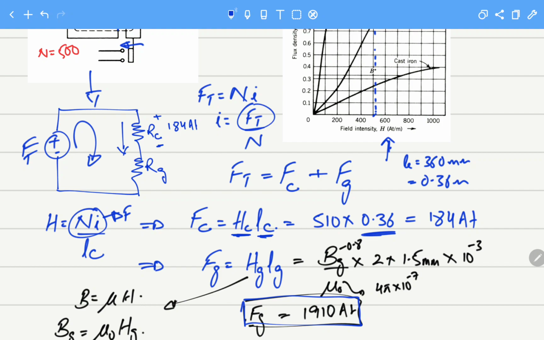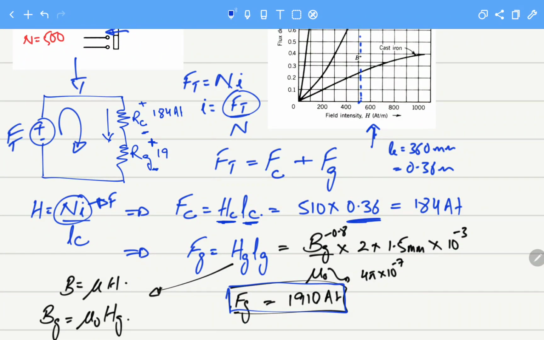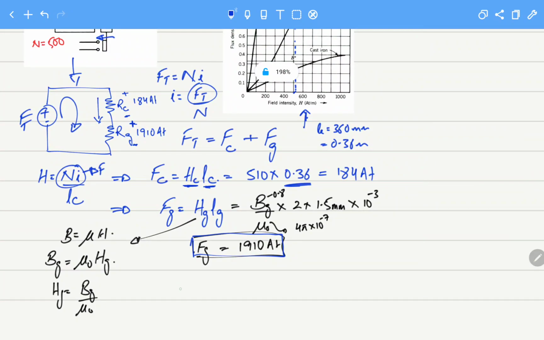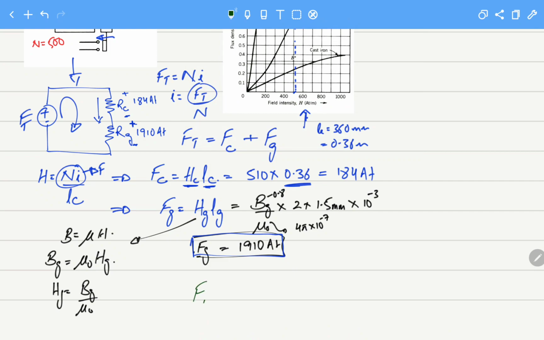But to move the same amount of flux density, the same amount of flux through the same cross-sectional area, the amount of force required over the air gap, because it has a very high reluctance, is 1910 ampere turns. So the total force that we need to apply in our system is Ft, which equals Fc plus Fg, this value and this value, and this amount equals 2094 ampere turns.